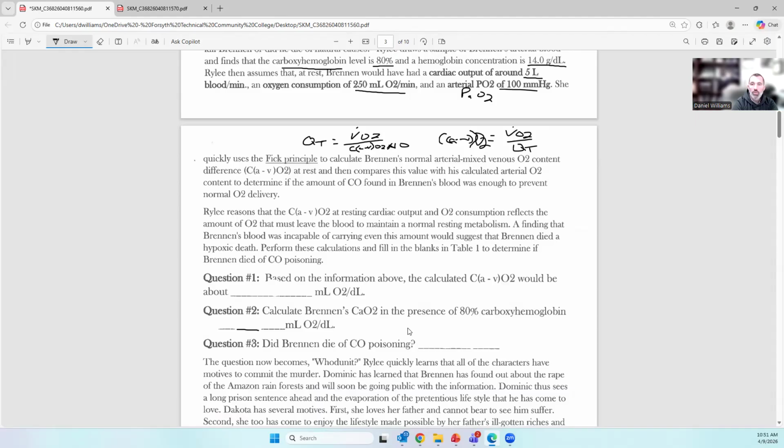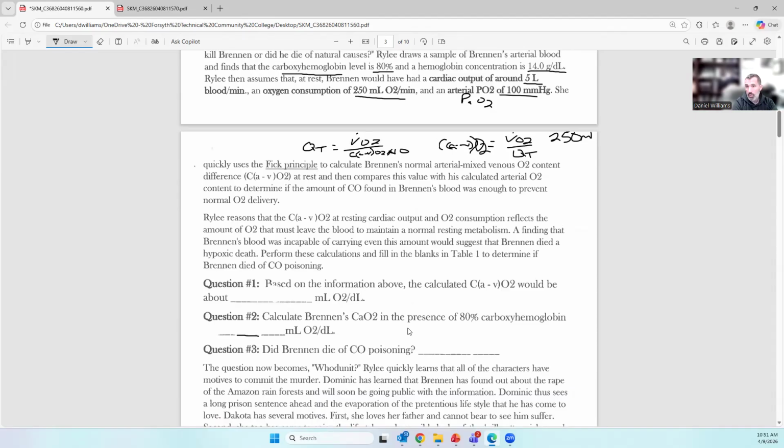So our AVO2 difference is going to equate to 250 milliliters per minute, not millimeters of mercury, divided by 5 liters per minute. Now, if you do the math on this, it'll come out to be 50 milliliters per liter. So 50 milliliters per liter.